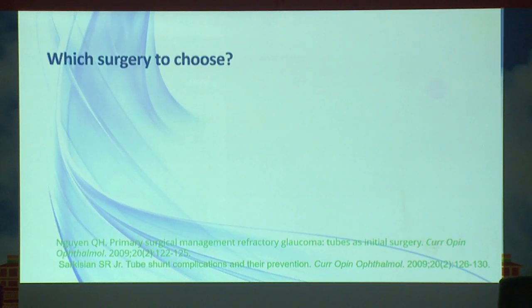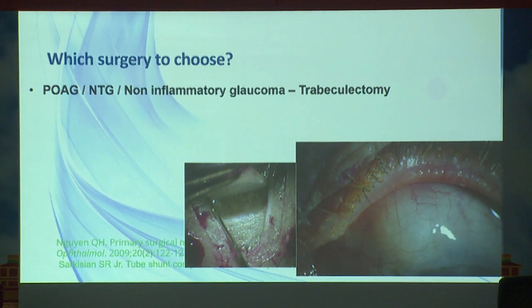Now, which surgery to choose? There are so many surgeries coming up, microincision glaucoma surgeries are coming up, but in all cases of open-angle glaucomas, NTGs and non-inflammatory glaucoma, trabeculectomy is still the gold standard surgery, tried and tested with long-term results.